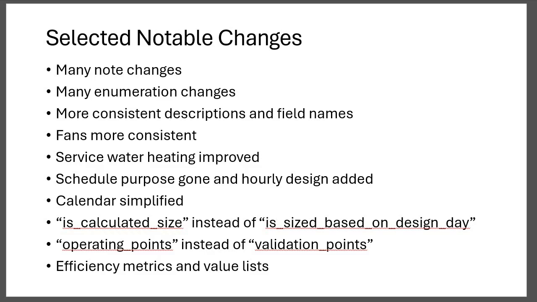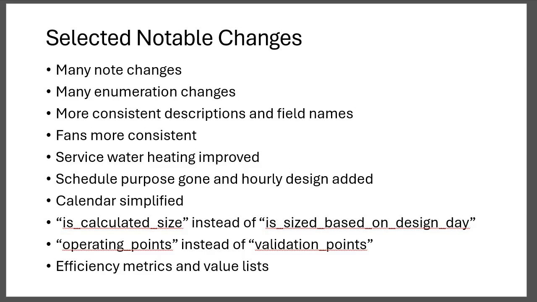Surface water heating improved quite a bit because that was being developed by the RCT development team. The schedule, I'll just talk through it. There used to be a data element called purpose. We removed that. It wasn't being used for describing a schedule. And we also added hourly design day information for schedules to allow for more flexibility there, although it is more complicated now. Calendars were simplified a little bit.